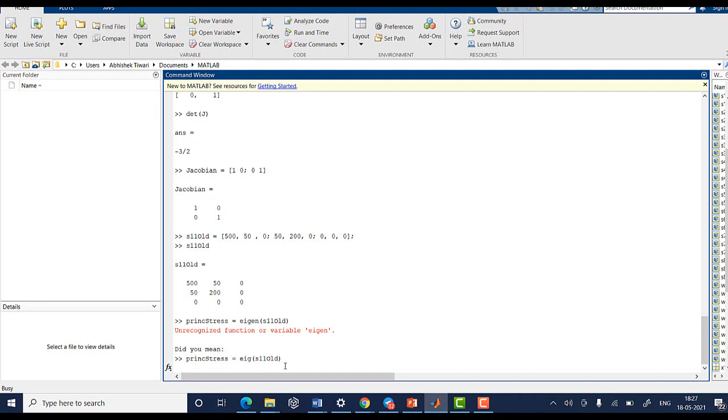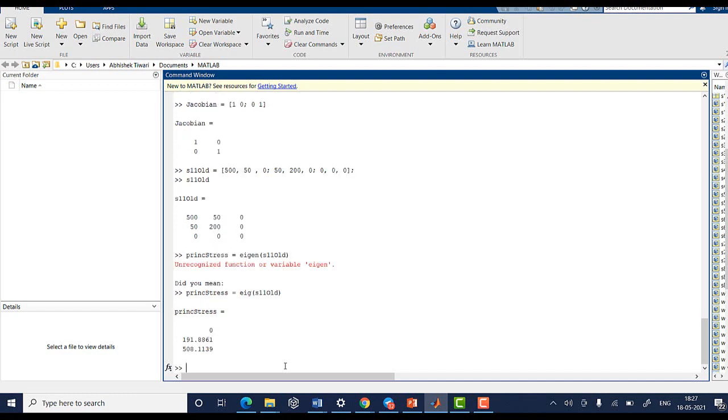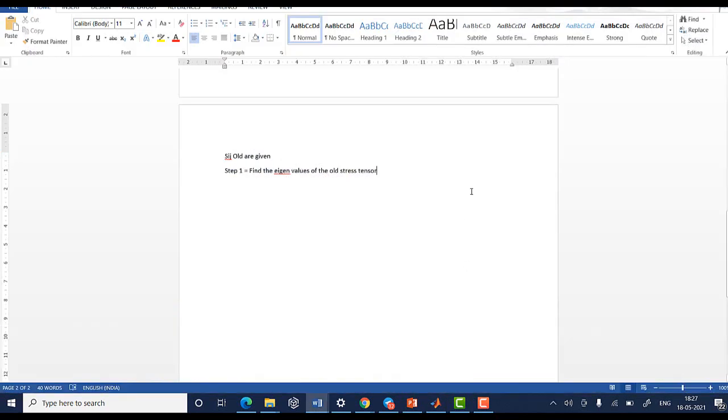Okay, so if I do that, then let's get busy calculating the eigenvalues. And now it is calculating. So you have three principal stress values here. The minimum principal stress is 0, which is obvious because in the z direction we don't have normal stress or shear stress. Then I have sigma 1 equal to 508.11 and sigma 2 and sigma 3. So now I have these three values. This calculation was not required, you can simply find the eigenvalues of the old stress tensor.